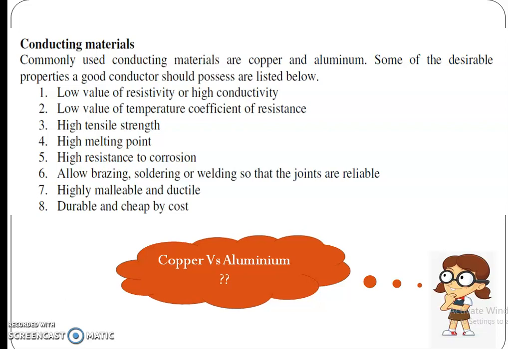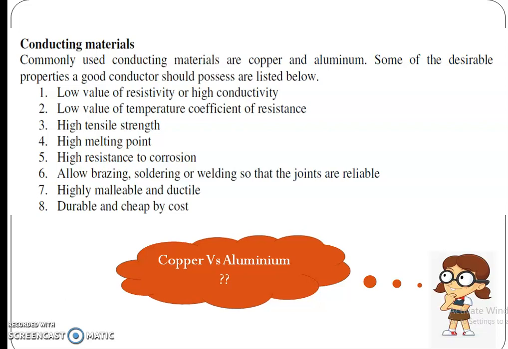Next, it should have high tensile strength, high mechanical strength, and a high melting point. Whenever the motor operates, temperature increases, and the conducting material should not melt at a low temperature. That's why it should have a high melting point. And next, high resistance to corrosion. It should be a material that does not corrode easily.